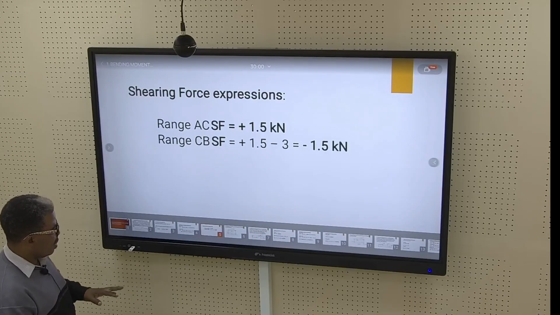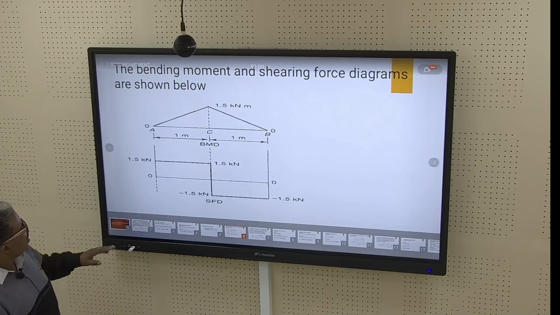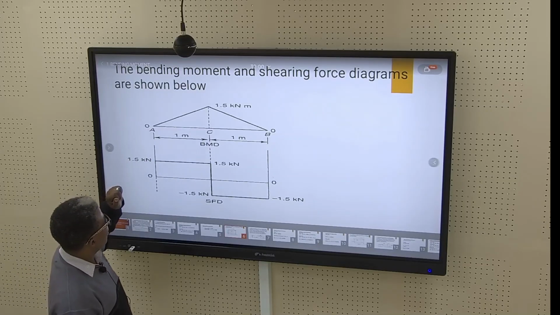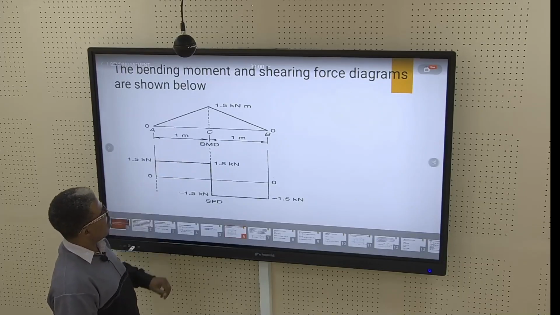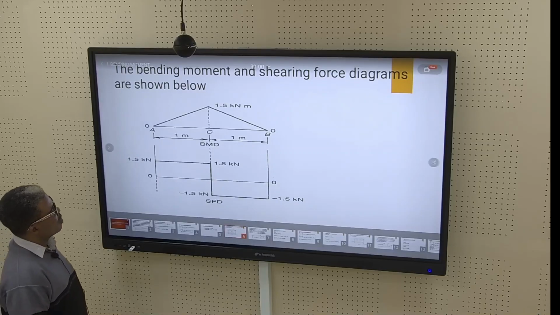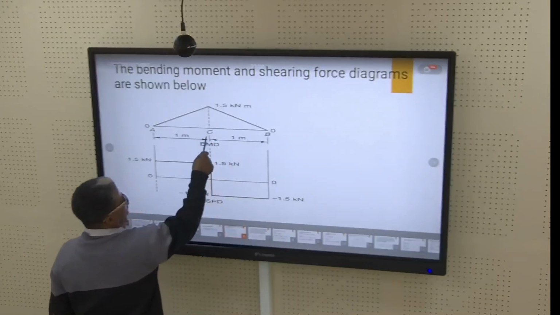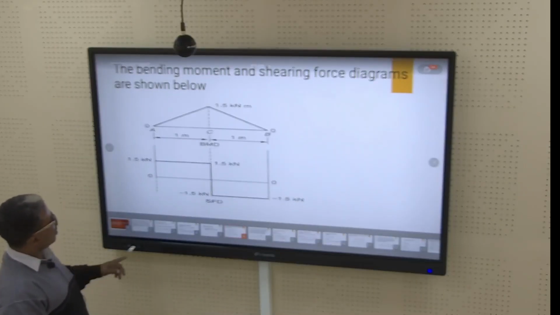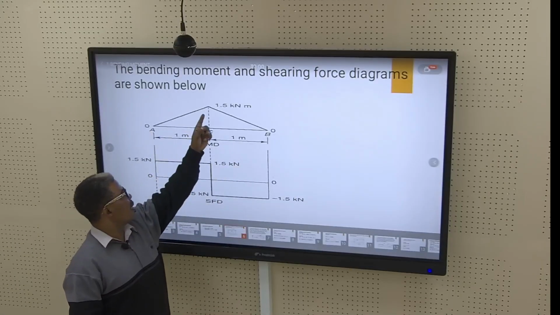Let's see now how the diagrams look. For the bending moment, from reaction A, the range of A to C, it was raised up to 1.5. Then it had to return, that is negative now, to the CB. That's why there was a negative sign going downwards. This was raising up, this was going down.